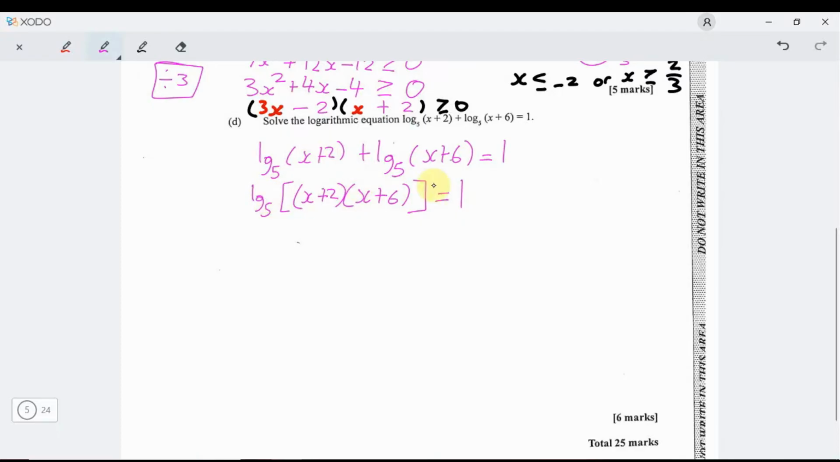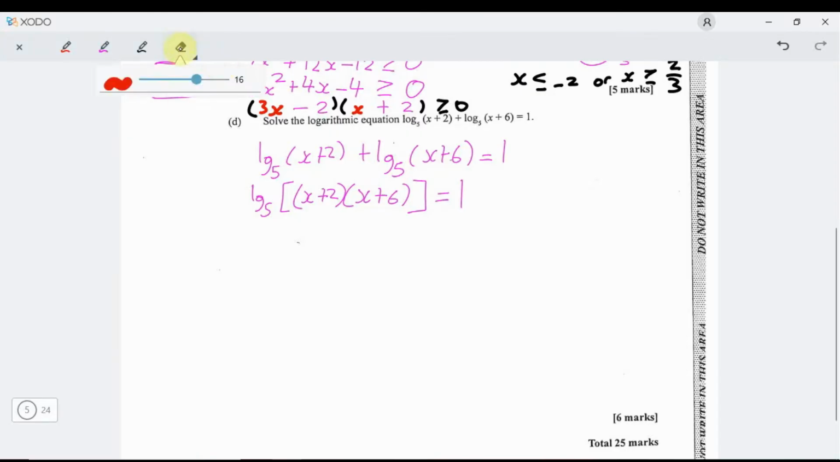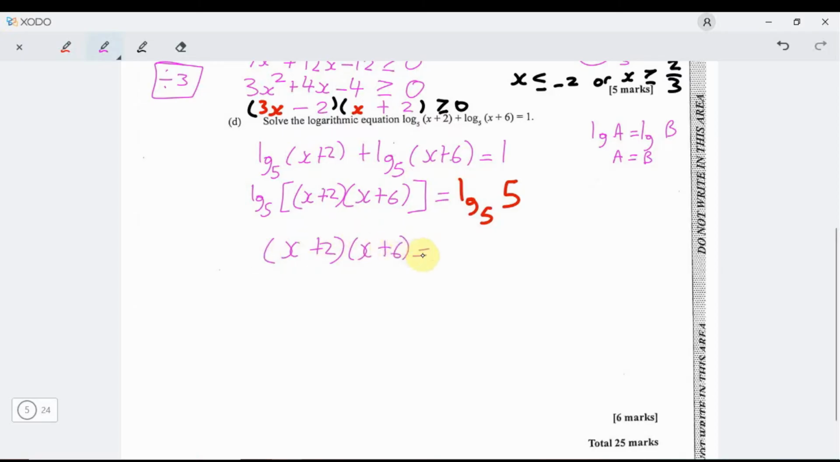So in that case, remember the definition of logarithm. Even if you didn't want to remember that, let's say this 1 right here. I'm bringing out the calculator. Some persons probably know log 5 of 5 is 1, right? So now you can replace this 1 with log base 5 of 5. In that case now, if you have log a on one side and it's equal to log b, then that means a equals b. So we can say x plus 2 times x plus 6 is equal to 5.